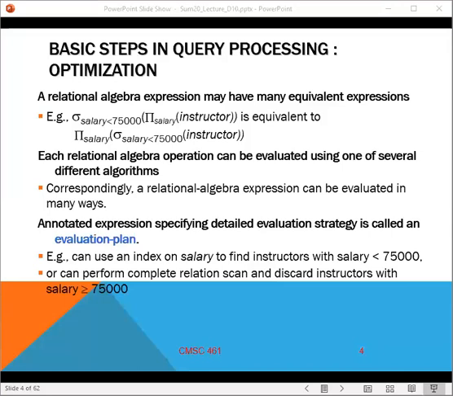Some equivalent relational algebra expressions will, on the face of them, be faster. If we first reduce the data set to just the salary field and then filter on 75,000, we have less data to wade through, and we can presume it might be faster. The query optimizer uses logic like this to assist in query performance. And we talked about evaluation plans, but it's an annotated expression specifying a detailed evaluation strategy. It can use an index, and we'll talk about those later in this lecture, to help improve performance, or a complete relational scan.